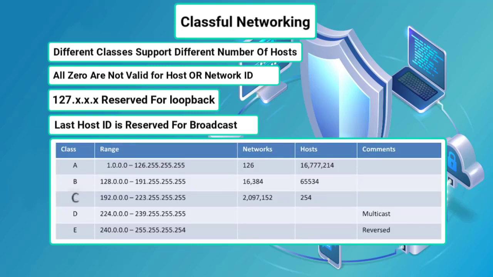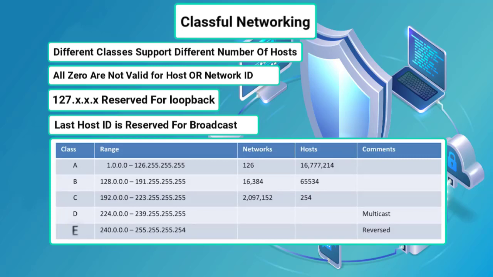The Class C network has 2,097,152 networks, each with 254 hosts. This is better suited for smaller networks, although as you can see, even with 100 computers, there are still a lot of unused IP addresses on a network. For multicast, Class D is reserved. You may deliver a single packet to several machines using multicast. Class E is the final class.